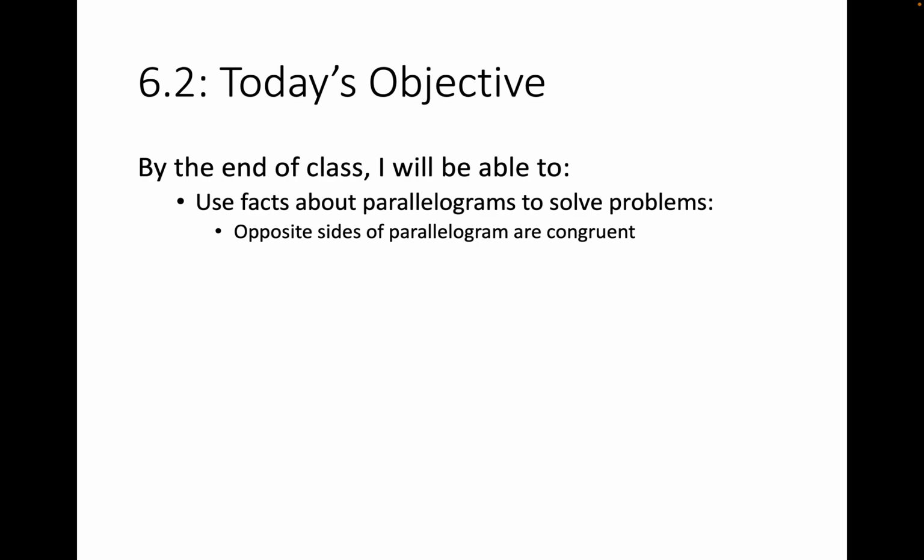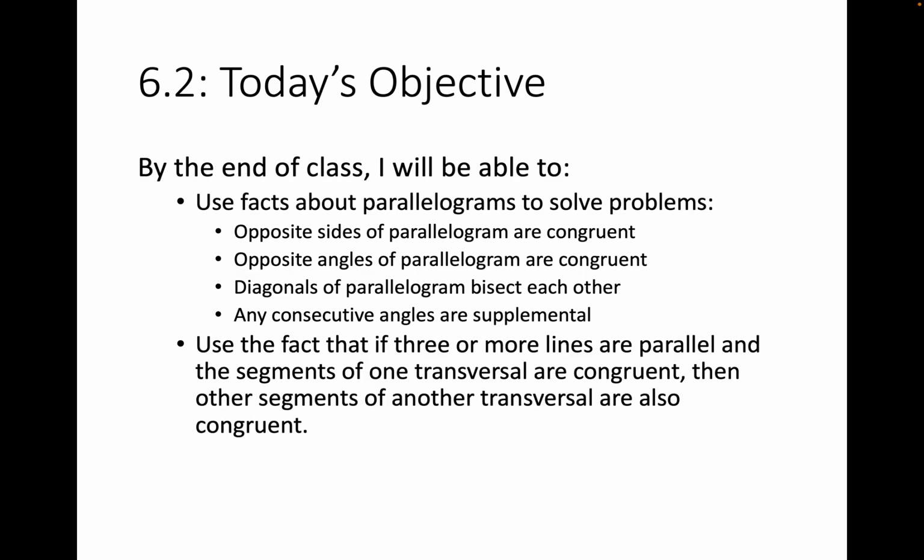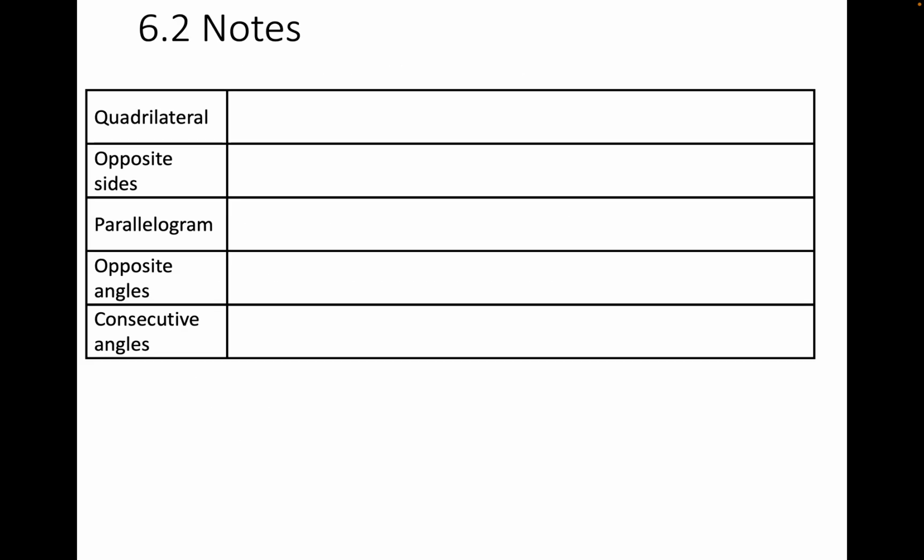Specifically, the opposite sides of parallelograms are congruent, the opposite angles of parallelograms are congruent, the diagonals of parallelograms bisect each other, any consecutive angles are supplemental, and then also you'll be able to use the fact that if three or more lines are parallel and the segments of one transversal are congruent, then the other segments of another transversal are also congruent. So we have two main objectives and four sub-objectives today.